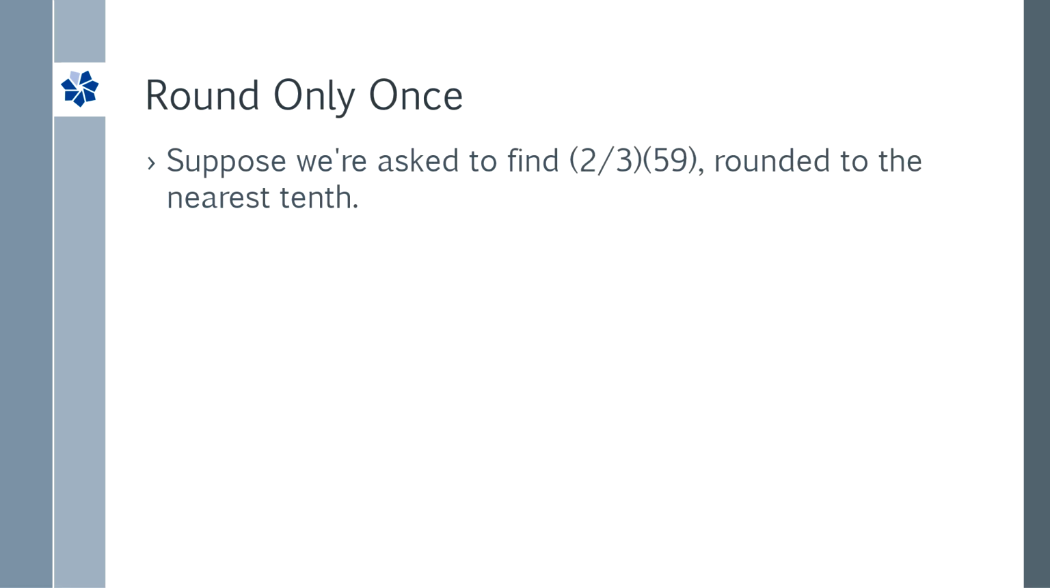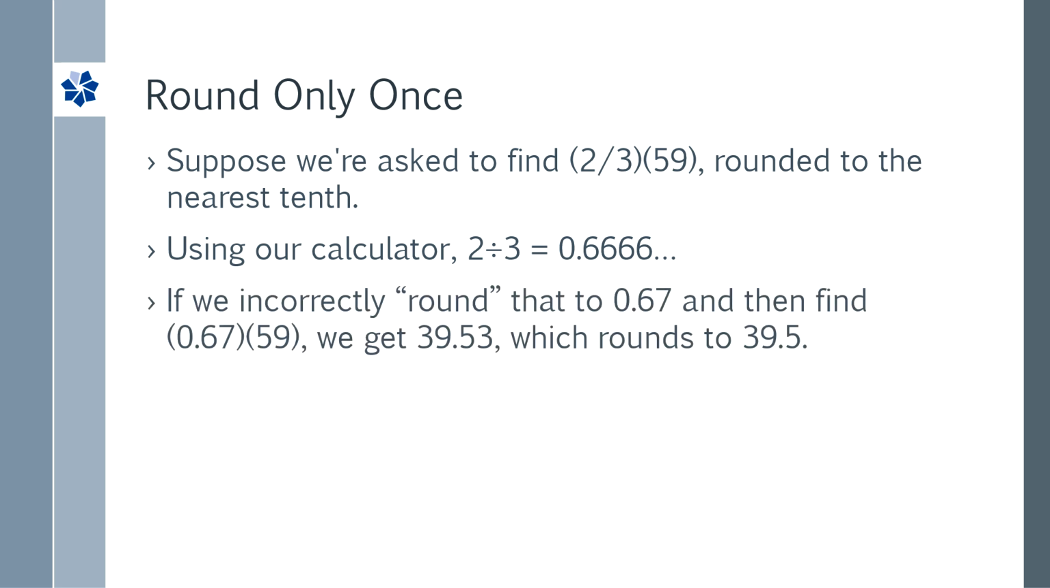Round only once. I see students rounding in the middle of a problem and sometimes two or three times in the same problem. So we round once and always at the very end. For example, if we wanted to find 2/3 of 59, we can take 2 divided by 3 on our calculator and see that that's 0.66666. The sixes go on forever. Because those sixes go on forever, some students will round that to 0.67. Again, they're not supposed to round because they weren't told to round to the hundredth.